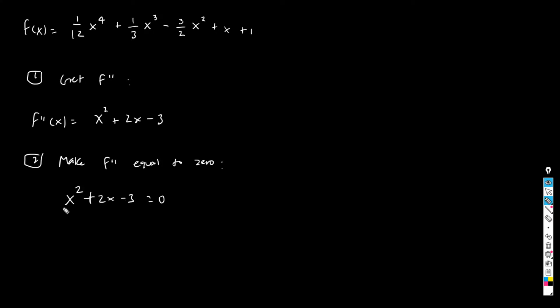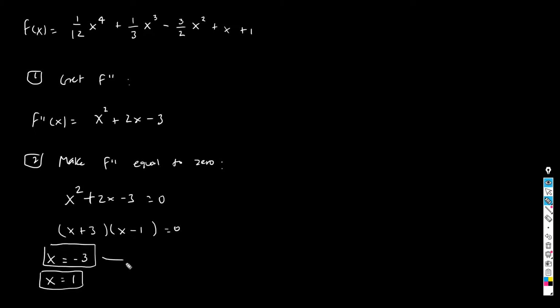This equation is a quadratic equation. We can solve it. In this case, we can solve it through factorization. And so your two values will be x equals minus 3 and x equals 1. So these 2 points are my possible inflection points.